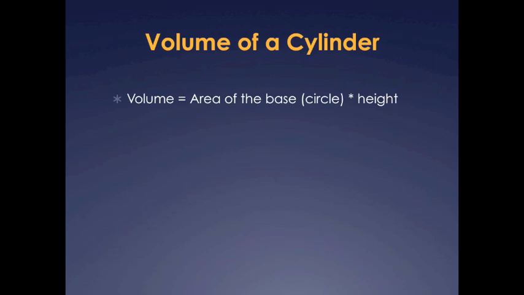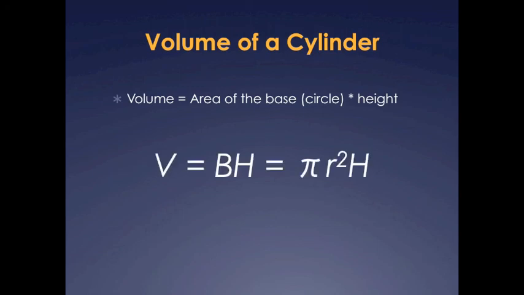The volume of a cylinder is the area of the base of my circle times the height. So that would be V is the area of the base times the height. Well, we know the area of a circle is pi r squared, but if you didn't want to remember that, you could just remember base times height.